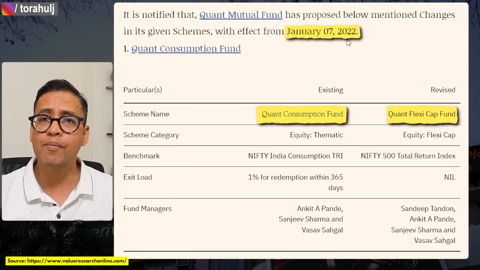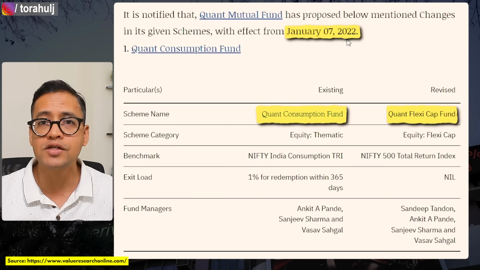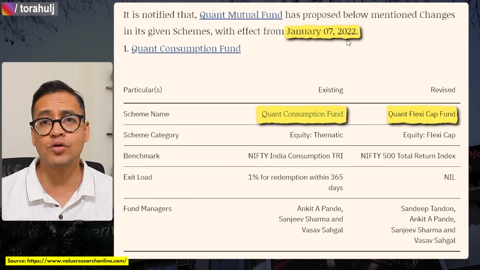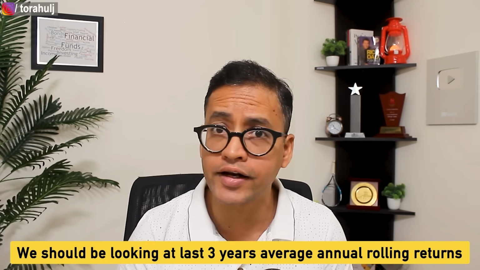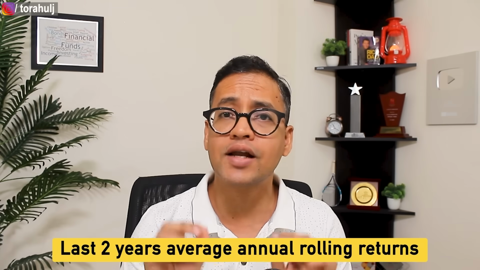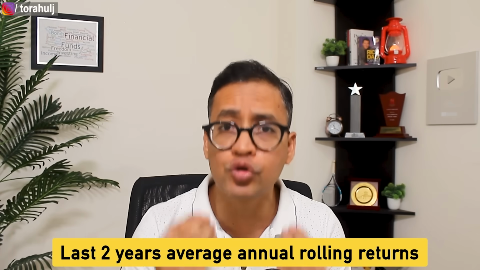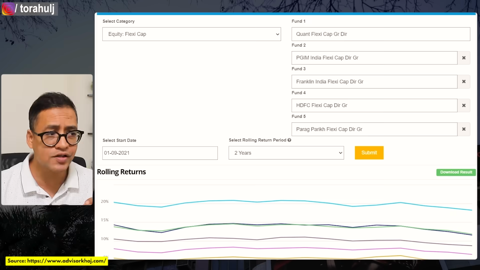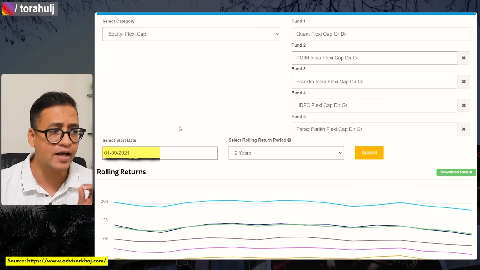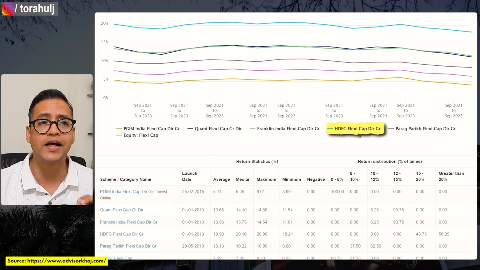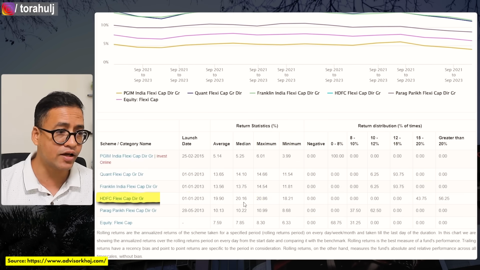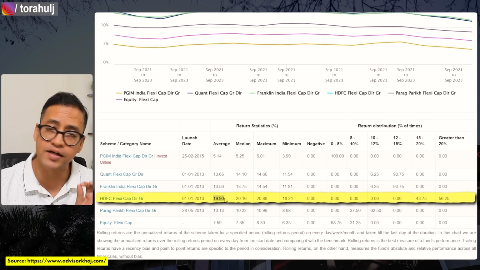So the Quant Flexi-cap mutual fund has not even completed 3 years, while the data we just saw is based on the last 3 years average rolling returns. Because of which I do not believe that we should be looking at last 3 years average annual rolling returns. For this, we only need to consider last 2 years average rolling returns to truly see the impact of these mutual funds in the Flexi Cap mutual fund category. So for this very reason, I've only selected last 2 years average rolling returns, and you will see that from that perspective, HDFC Flexi Cap mutual fund is at number 1, giving us 19.90% return annually.